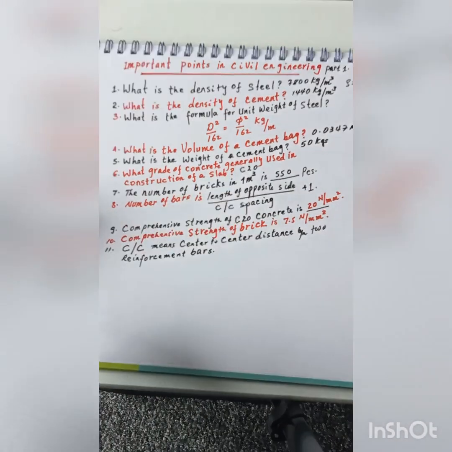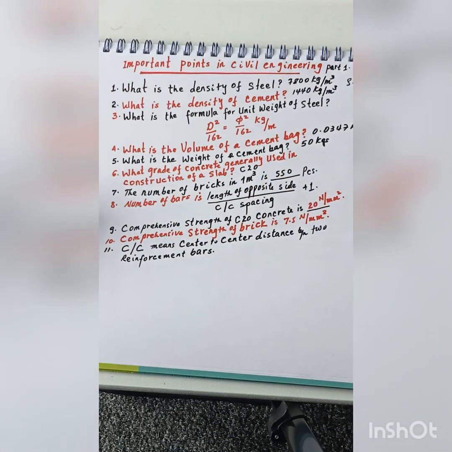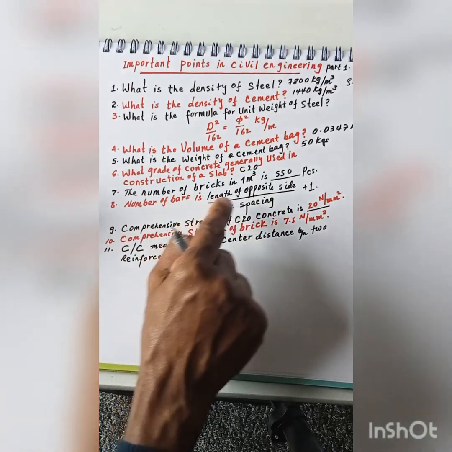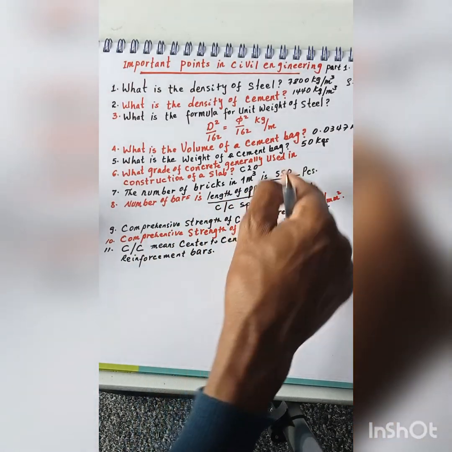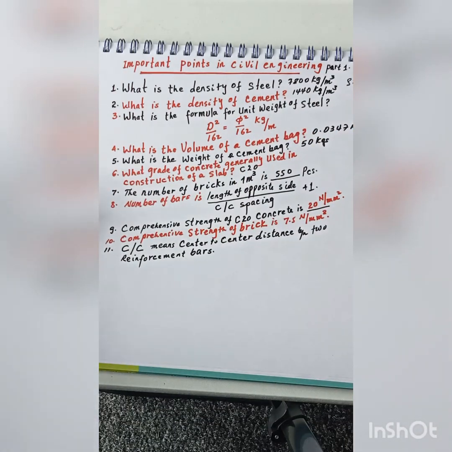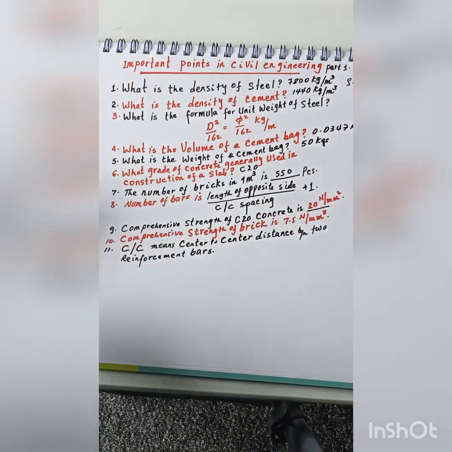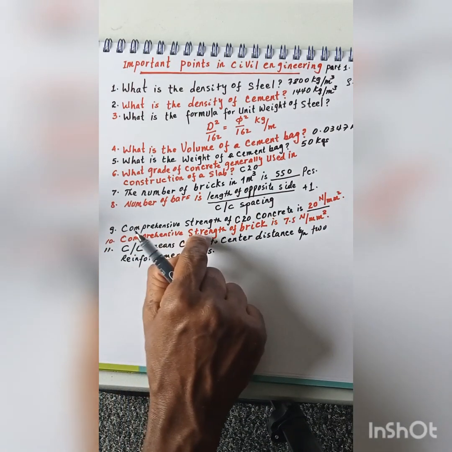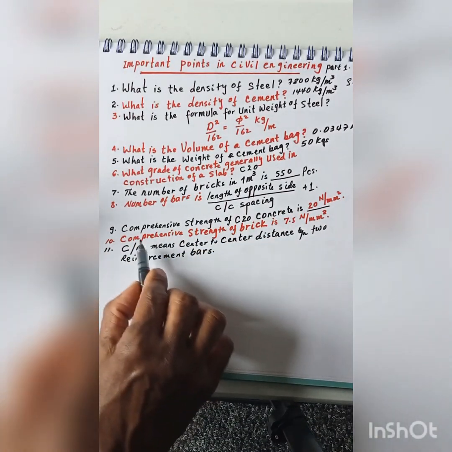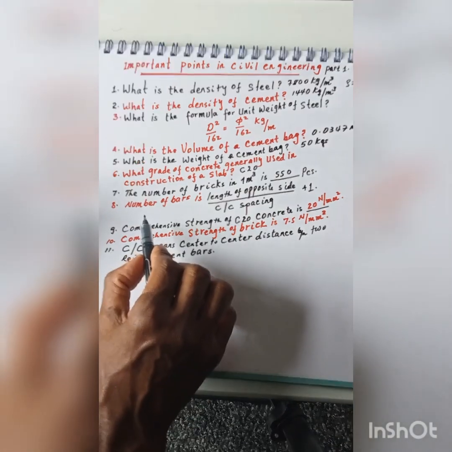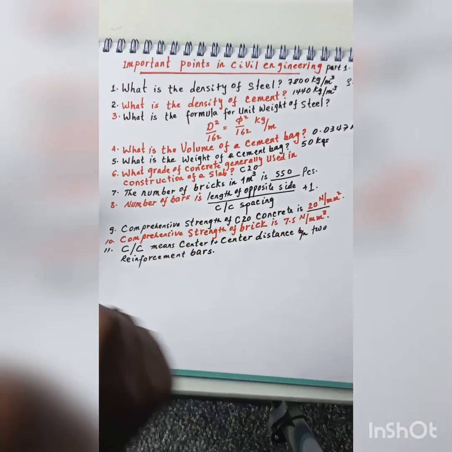The number of bricks in 1 meter cubed is 550 pieces. Number of bars is length of opposite side divided by the center to center spacing plus 1. Compressive strength of C20 concrete is 20 Newton per millimeter squared. Compressive strength of brick is 7.5 Newton per millimeter squared. C/C means center to center distance between 2 reinforcement bars.